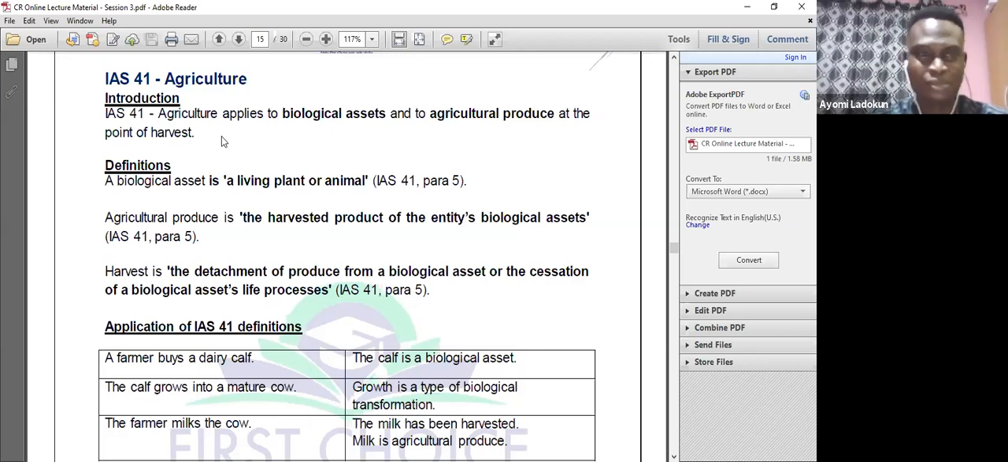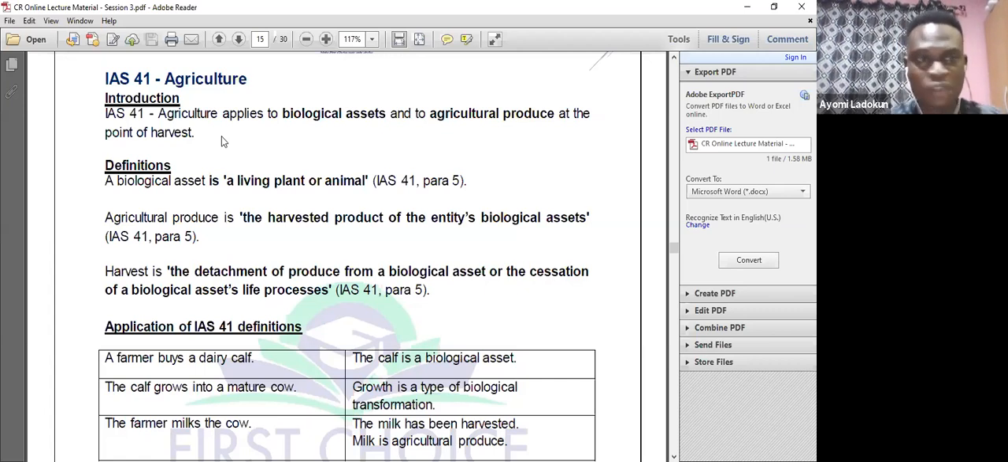Okay, now, what is a biological asset? Obviously, everybody will ask you, but we need to know. A biological asset is a living plant or animal. Like I said, I'm not really sure the examiner will bother you about the definition, but we need to know because it's going to assist us when we get to accounting treatment.